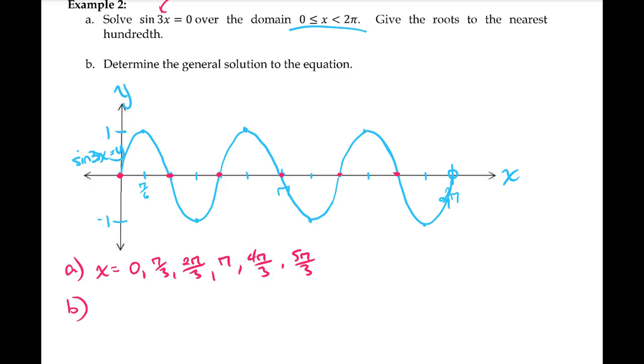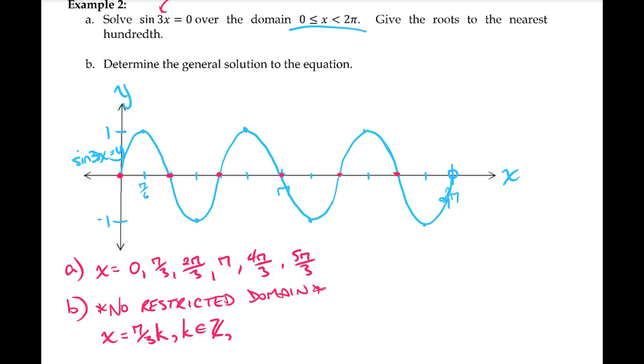Answer to B, my general solution for the equation, if I didn't have that restriction on the domain, and that's the key thing, then I would state that x equals pi over 3 times k, or k times pi over 3. And again, I would state k as an element of the integers.